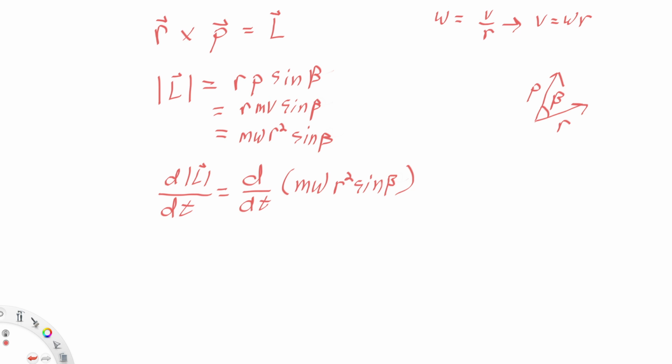So beta presumably does not change. Does the mass of our object change with time? No, the mass normally does not change with time. Does the radius change with time?